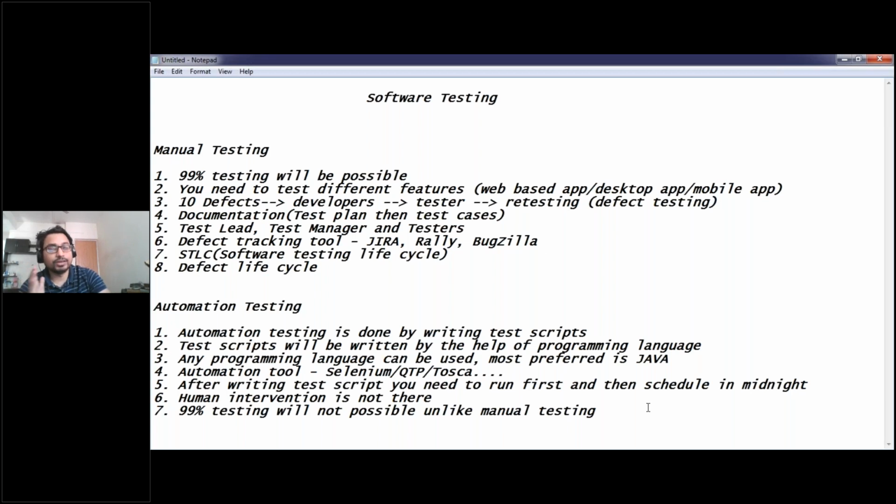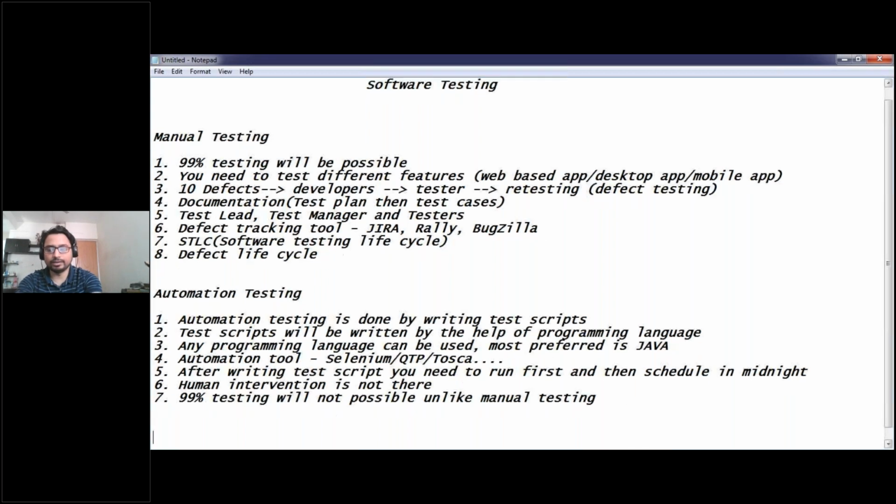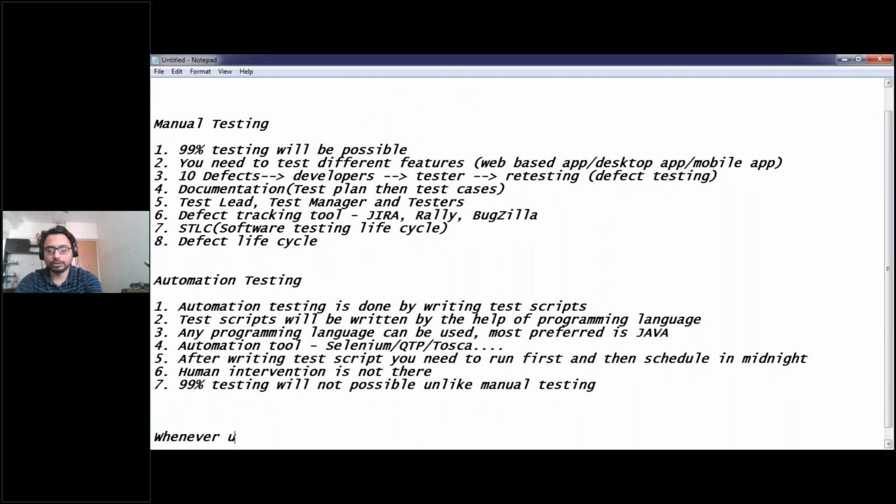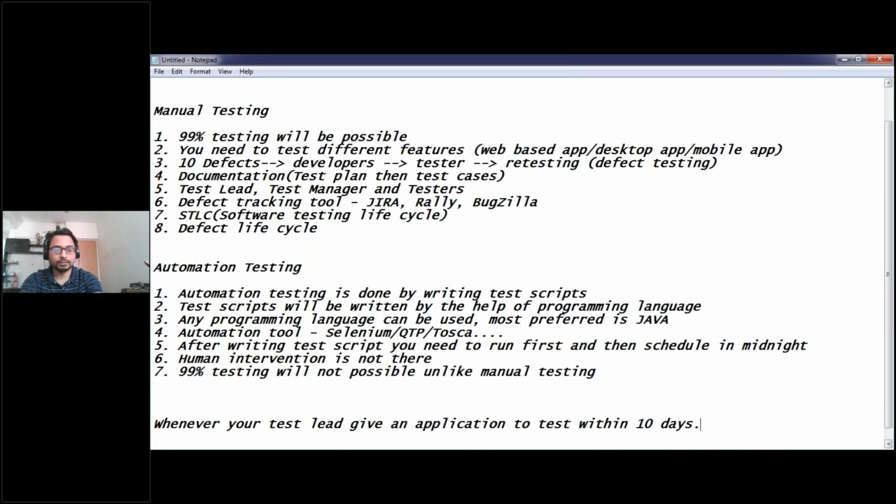Whenever a lead gives you a task, let's take a scenario. Whenever your test lead gives you an application to test within 10 days, but the application is very huge. So first of all, you write a test case. You plan the test cases, and after that you execute those test cases in the application manually.